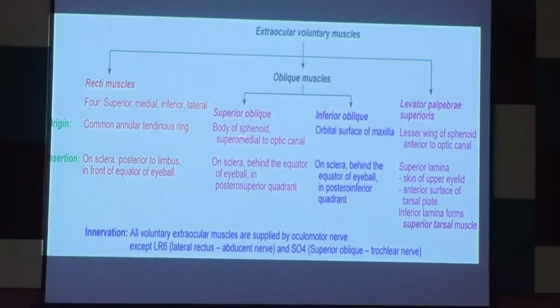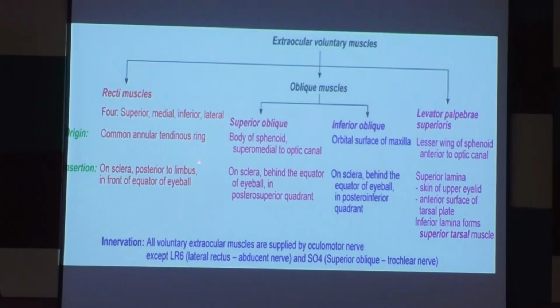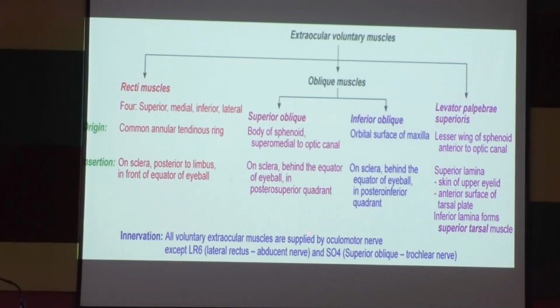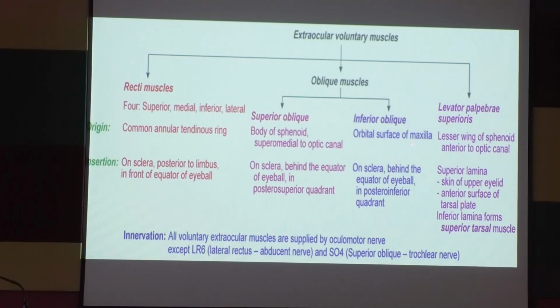So these are the origins. You remember the 4 recti muscles originate from the common annulus tendinous ring or annulus of Zinn. Insertion is on the sclera posterior to the limbus, in front of the equator of the eyeball. Oblique muscles are superior and inferior oblique. Superior oblique originates from the body of sphenoid, superomedial to the optic canal, and inserts on the sclera behind the equator of the eyeball in the posterior superior quadrant. Inferior oblique originates from the orbital surface of the maxilla, and the insertion is on the sclera behind the equator of the eyeball in the posterior inferior quadrant.